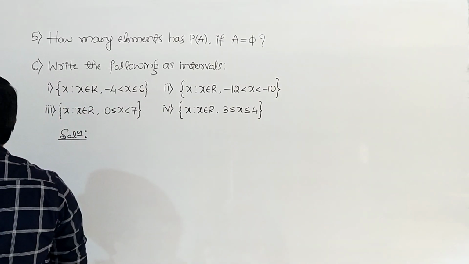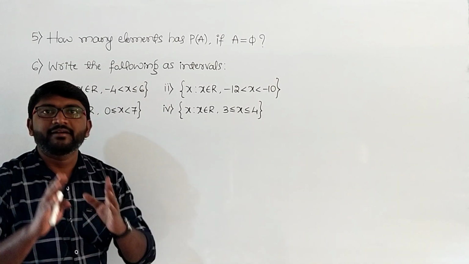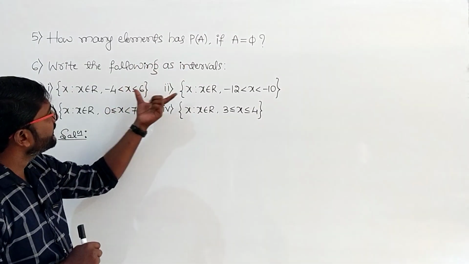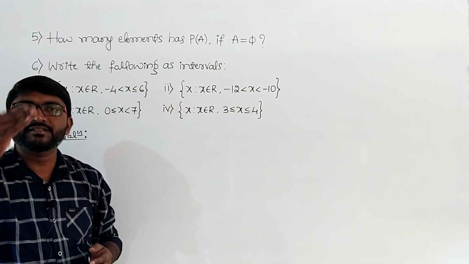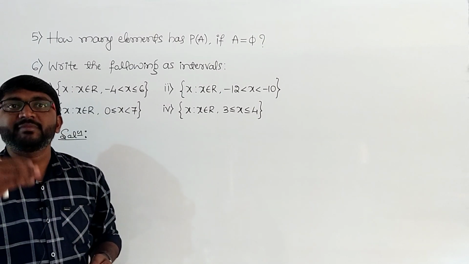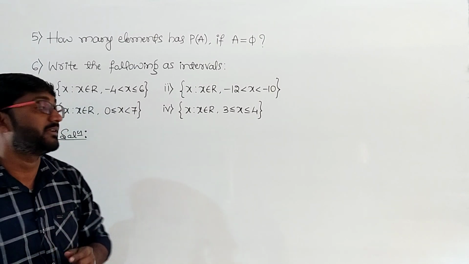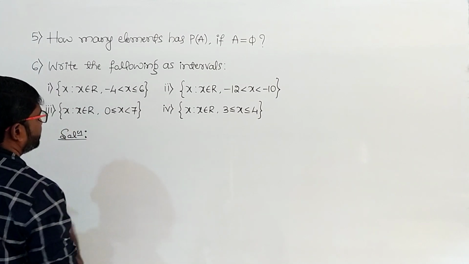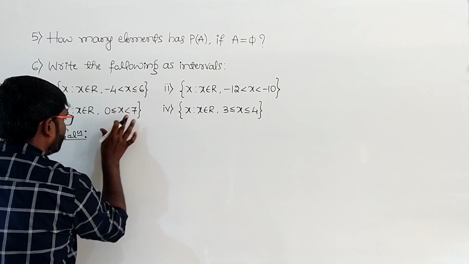So the next question is, write the following as intervals. So he has given in the set builder form. We have to write this in the form of an interval, whether it is a closed interval or open interval or semi-closed, semi-open intervals. So I'll go for the Roman number 1.